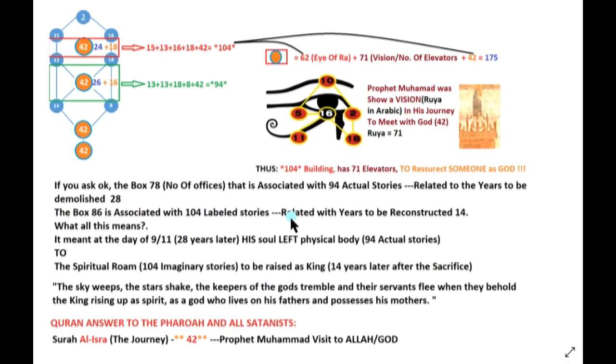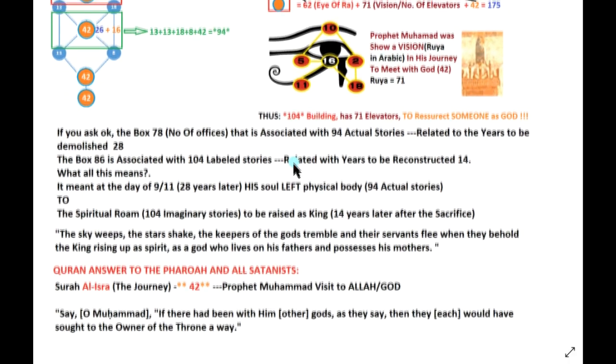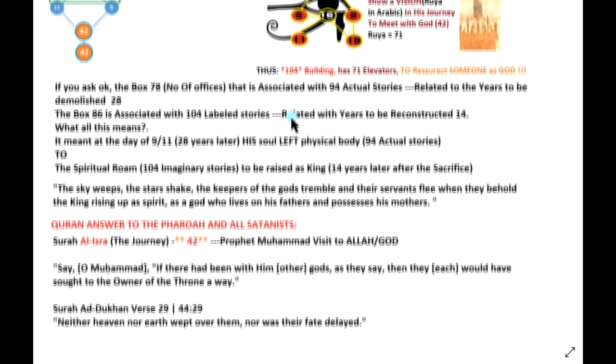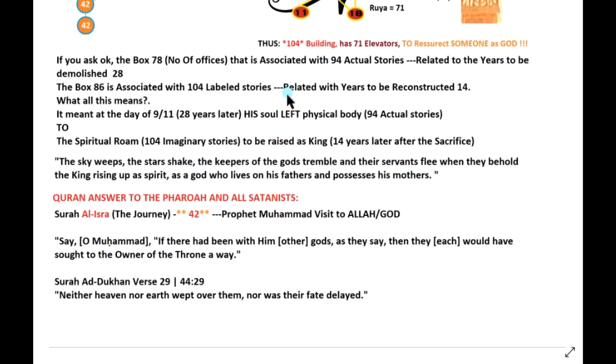Now, what does the Quran answer to those Satanists in our time and the pharaohs before us? Here's what the Quran verses are saying. Surah Al-Isra, the journey of the Prophet up in heaven. Verse number what? 42. 42, remember, the path to reach God, 42. Say, O Muhammad, if there had been with him other gods, as they say, then they each would have sought a way to the Lord of the Throne, which they never did.